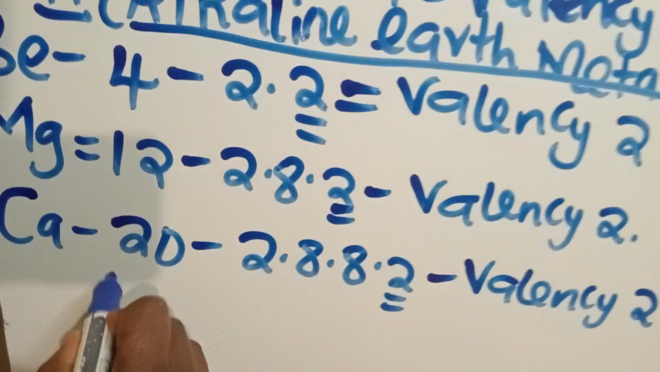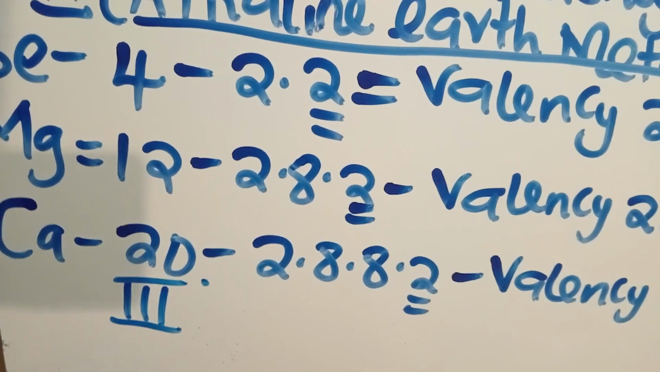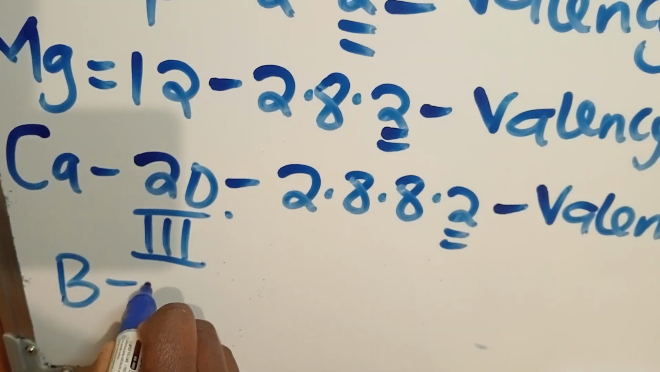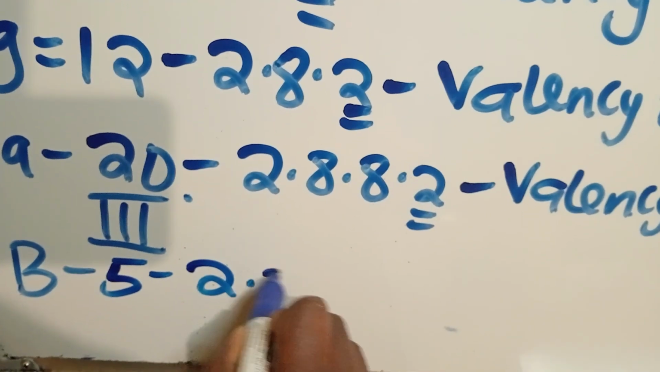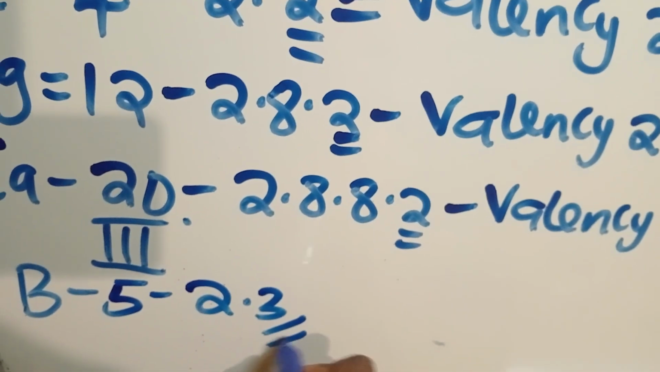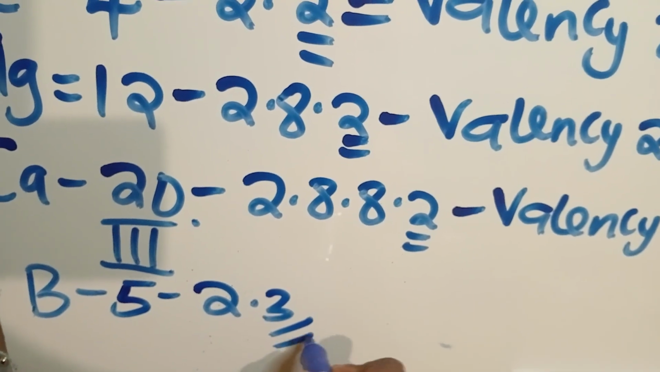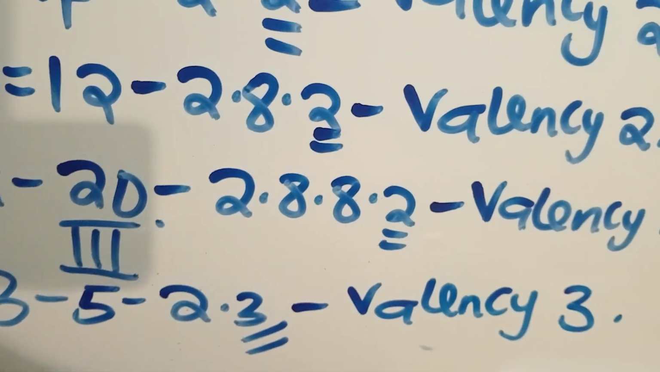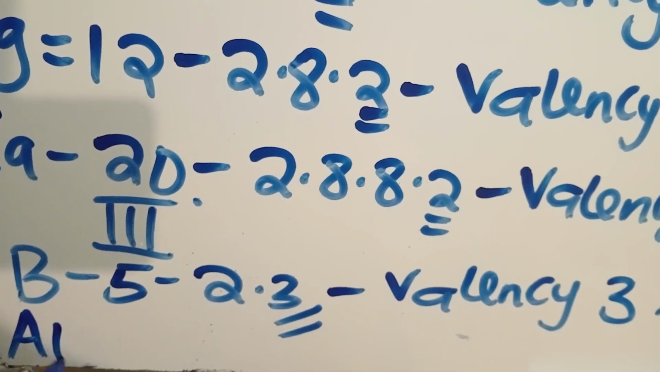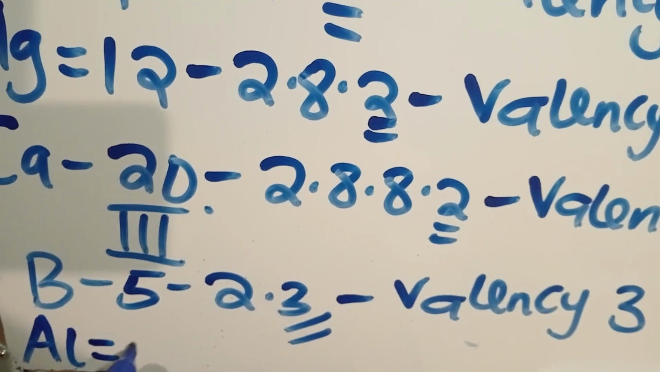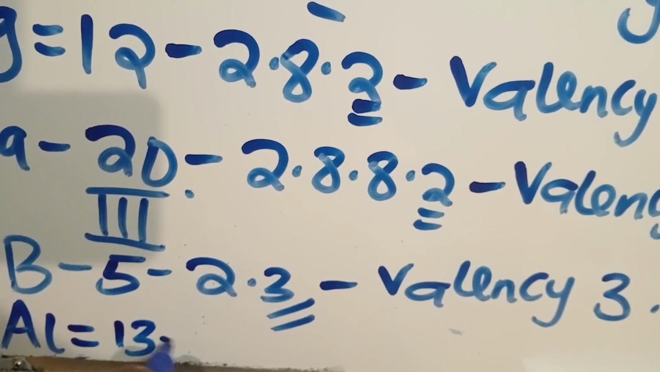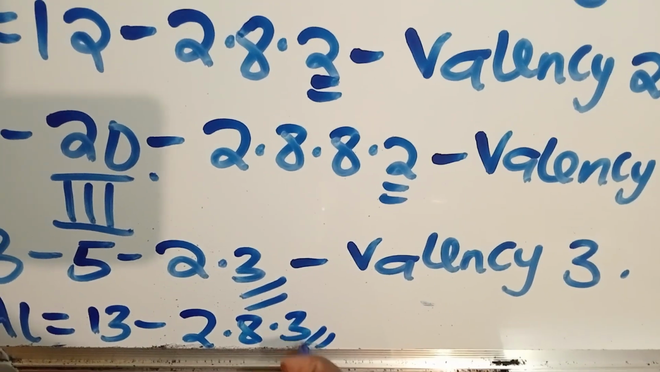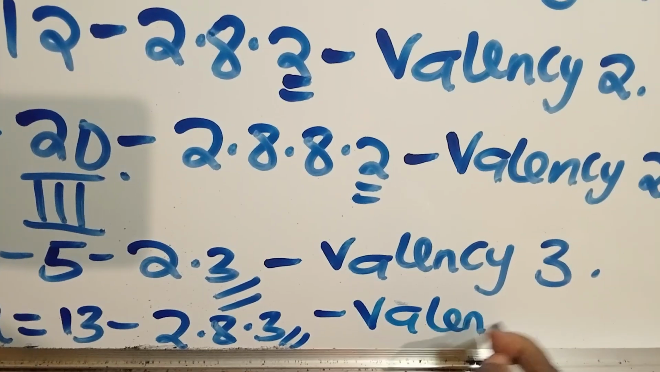From there we have group 3 elements, the likes of boron, atomic number 5 with 2.3. So we'll be losing these 3 electrons from the outermost energy level, so valency 3. Next we have aluminium. Remember how to write a small l. Then it has atomic number 13, electronic arrangement of 2.8.3. Again, we'll be losing 3 electrons, so valency 3.